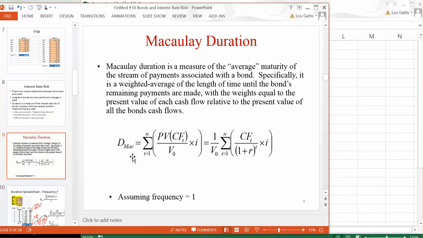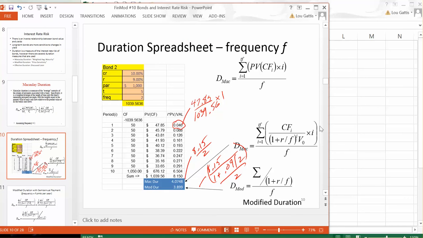And the formula is it's going to sum up the present value of each cash flow divided by the total value of all the cash flows. So it's the fraction of the first cash flow, say, in the first period, times 1, plus the fraction of the second cash flow times 2, plus the fraction of, and so on. Now I can pull this 1 over V out, the value of the bond, since it doesn't vary with i, and say that the Macaulay duration is 1 over the value of the bond times the weighted average time to getting your money, where you weight it by this factor. So let's go ahead and do that in Excel.